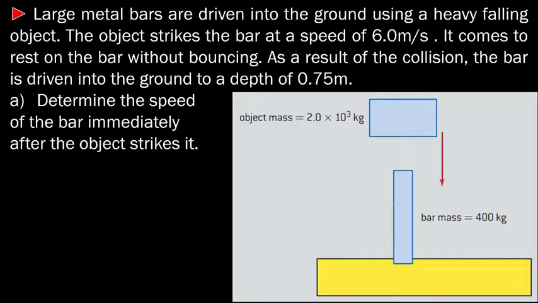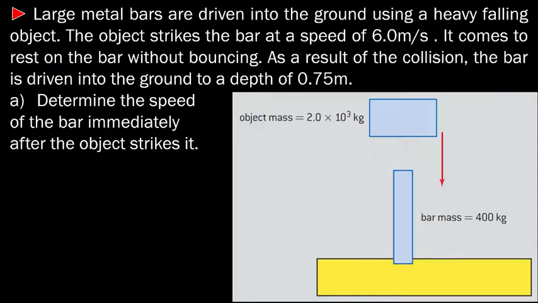Large metal bars are driven into the ground using a heavy falling object. The object strikes the bar at a speed of 6 meters per second. It comes to rest on the bar without bouncing. As a result of the collision, the bar is driven into the ground to a depth of 0.75 meters.